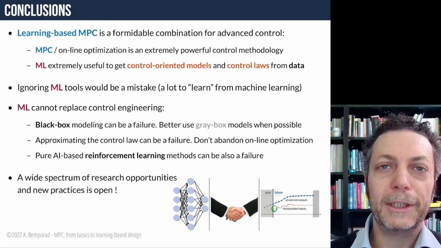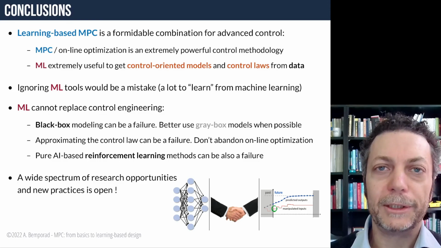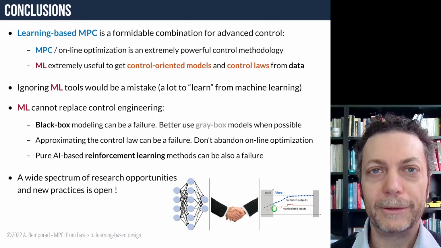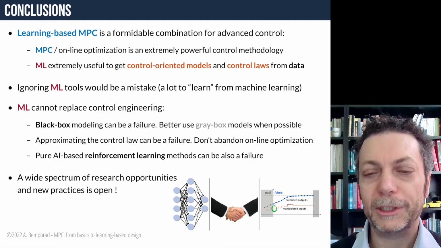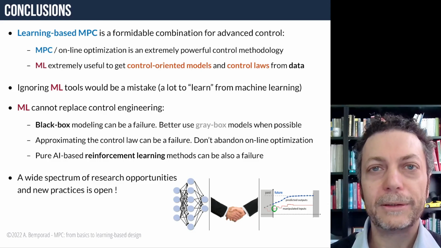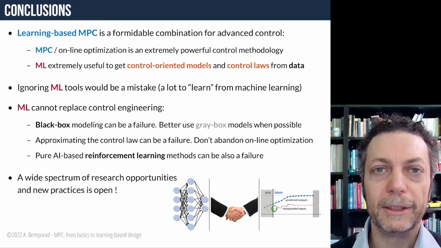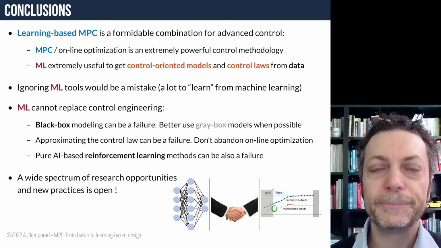Now, ignoring the powerful tools that machine learning brings would be a mistake. I have studied a lot of different techniques in machine learning myself, and I actually learned a lot from this, so there are a lot of ideas there. So it would be a mistake not to look at these and try to see what of this work we can use for control design.